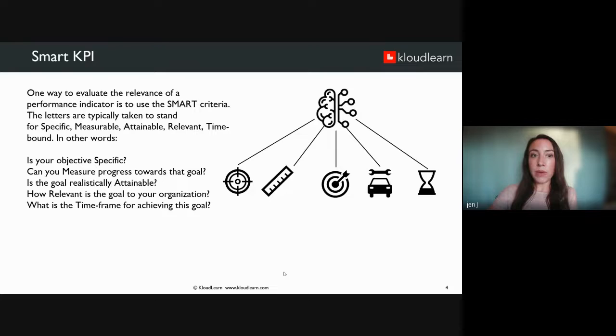One way to evaluate the relevance of a performance indicator is to use the SMART criteria. The letters are typically taken to stand for specific, measurable, attainable, relevant, and time-bound, SMART. In other words, is your objective specific? Can you measure progress towards that goal? Is the goal realistically attainable? How relevant is the goal to your organization? And what is the time frame for achieving this goal?